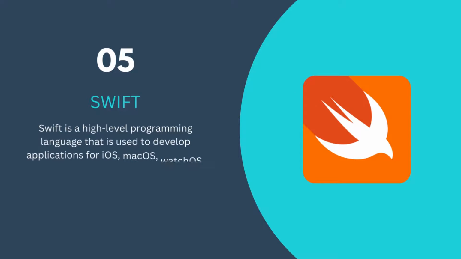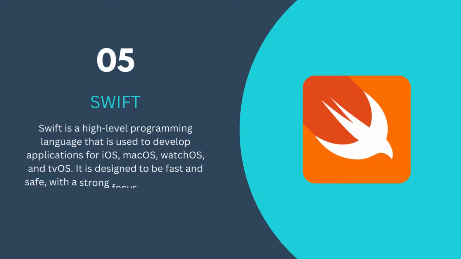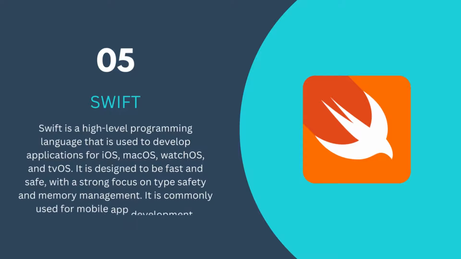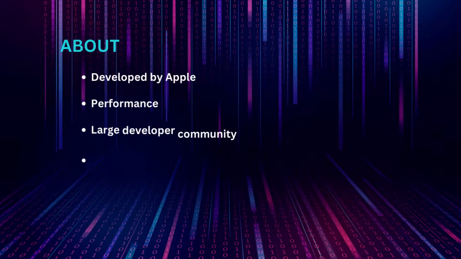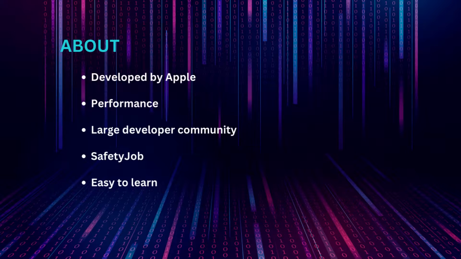Swift is a high-level programming language that is used to develop applications for iOS, macOS, watchOS, and tvOS. It is designed to be fast and safe, with a strong focus on type safety and memory management. It is commonly used for mobile app development. Developed by Apple, Swift was developed specifically for iOS, macOS, watchOS, and tvOS app development.